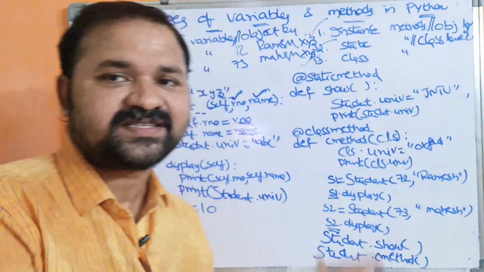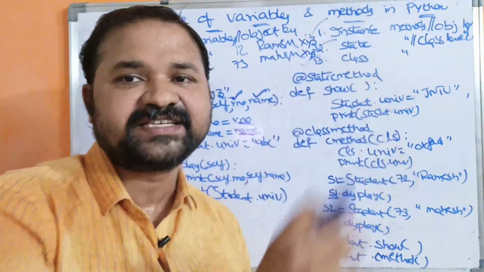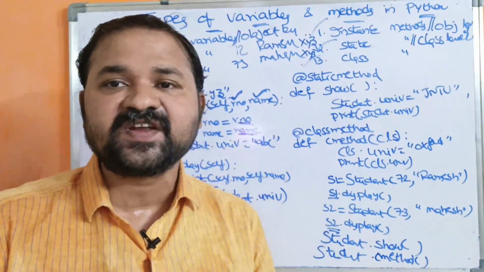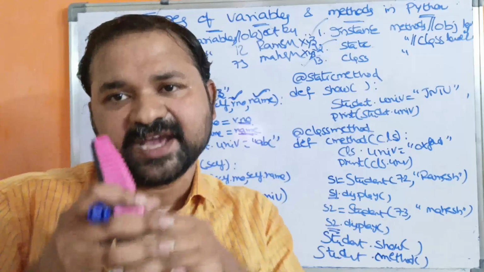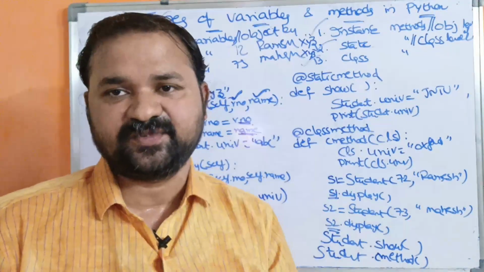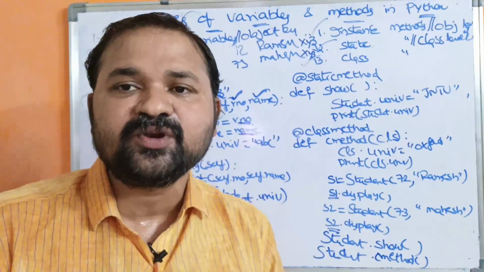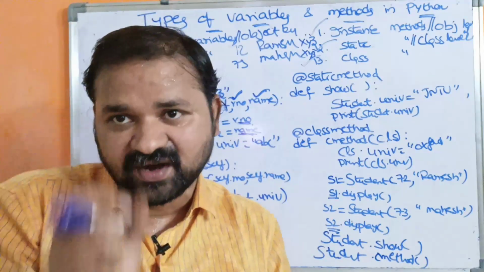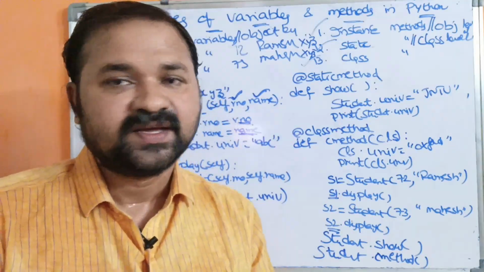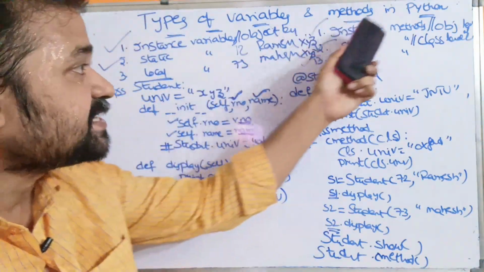So I will revise once regarding what is the use of each and everything. So what is the use of instance variable? When can we use an instance variable? If the value of the variable changes from one object to another object, we use an instance variable. How to access the instance variable? By using the self keyword: self.roll number, self.name, likewise. Okay. Next, what is instance method?